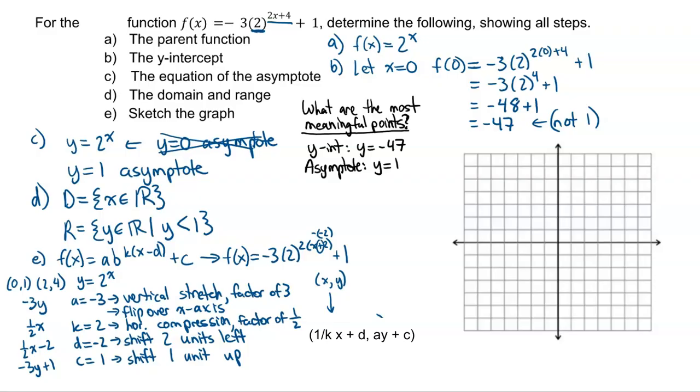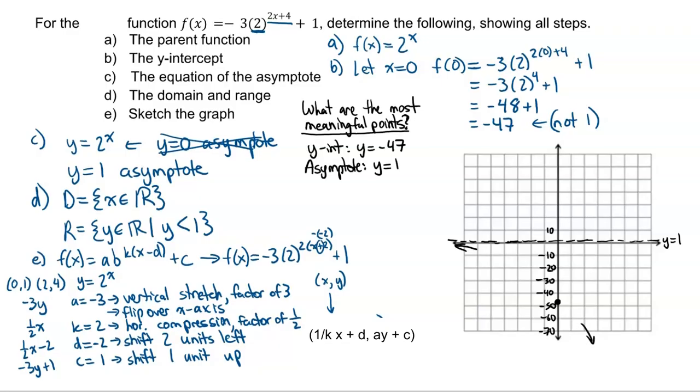The other key thing we want to look at is the asymptote, y being 1. And so because of that, I'm going to go up and down by a scale of 10, and I'm going to go with an x scale by 1. And I'm going to label my asymptote at y equals 1. And so I know that it's coming from below. It's going to go through negative 47. It's going to look something like that.